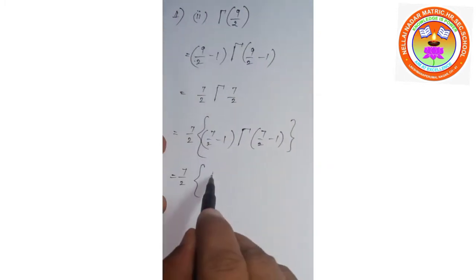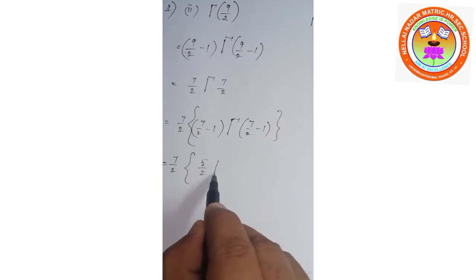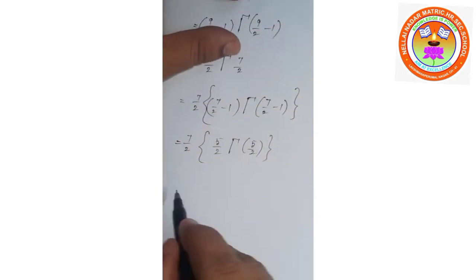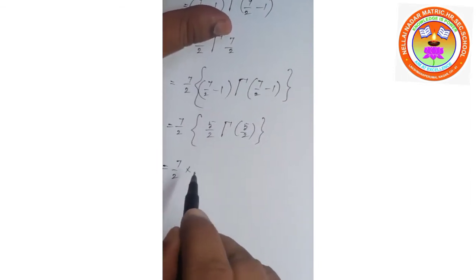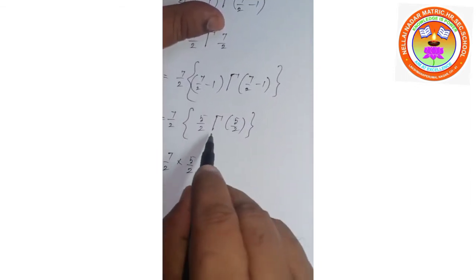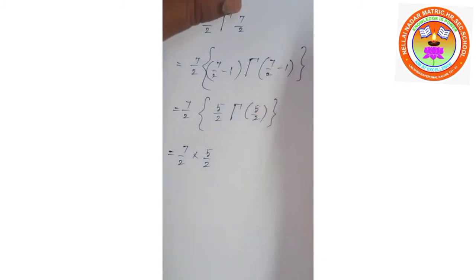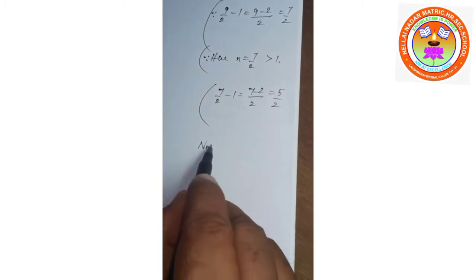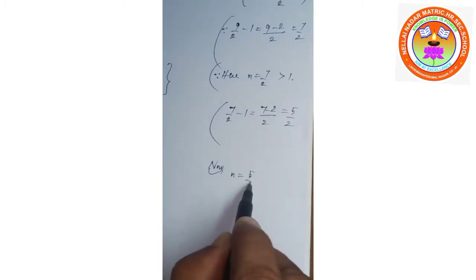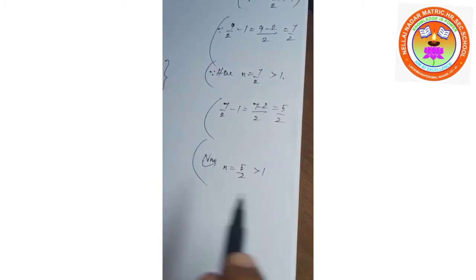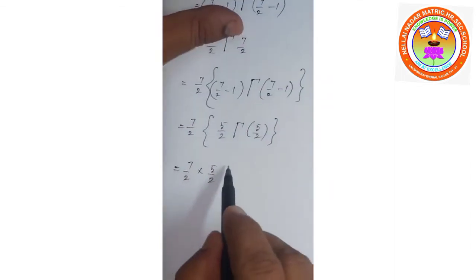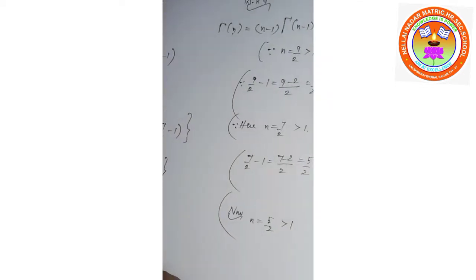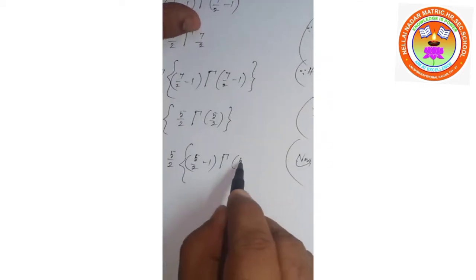So this can be replaced by 5 by 2 gamma of 5 by 2. So that is equal to 7 by 2 into 5 by 2 as it is. For gamma of 5 by 2 you have to apply the same property. Now n is equal to 5 by 2, which is also greater than 1. Therefore the formula here is n minus 1 gamma of n minus 1.